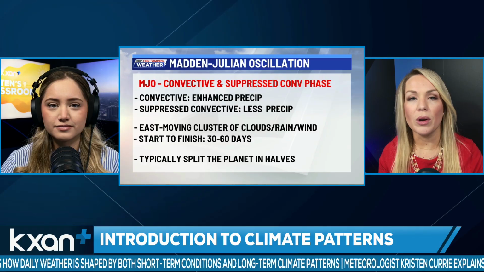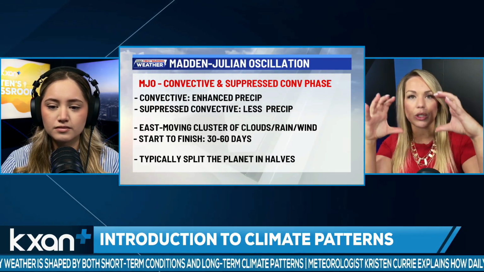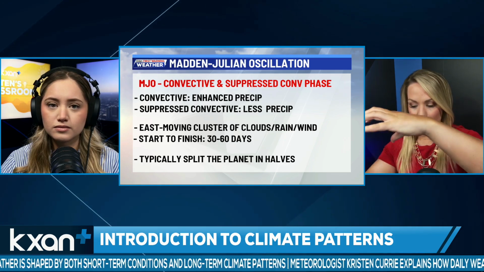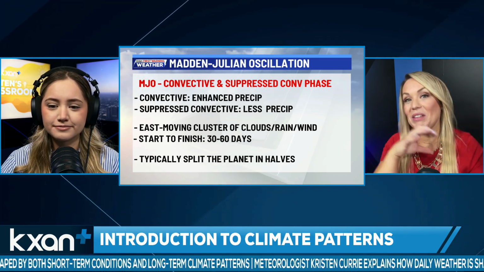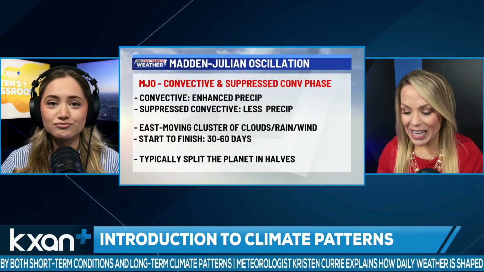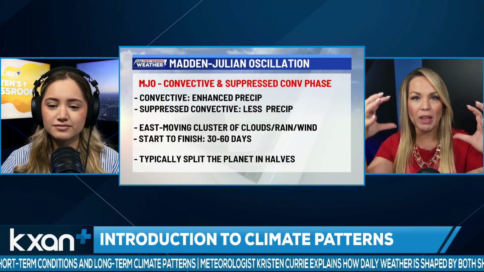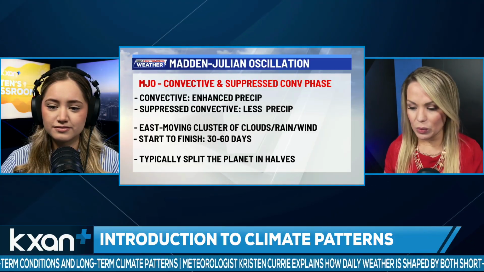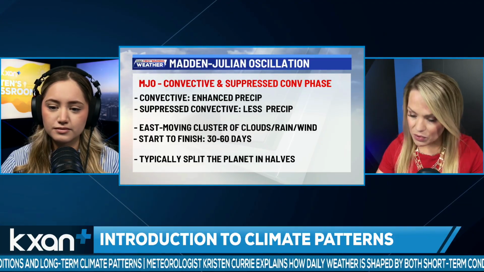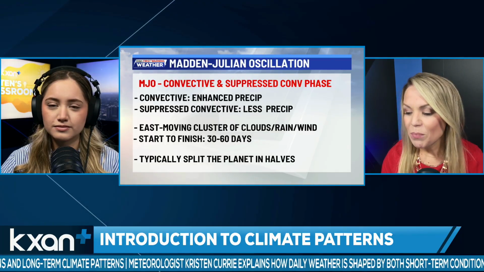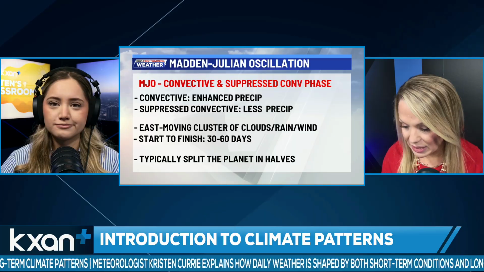This back and forth of the MJO, the Madden-Julian Oscillation, as this big cluster of storms and showers moves around the planet every 30 to 60 days. However, there can be more than one of these clusters. So that's what's tricky, is we watch these clusters as they move, and it kind of splits the planet in half. And sometimes if we're in a convective phase, that means we're more favored for thunderstorms. If we're in a suppressed phase, we're less conducive for that thunderstorm activity.